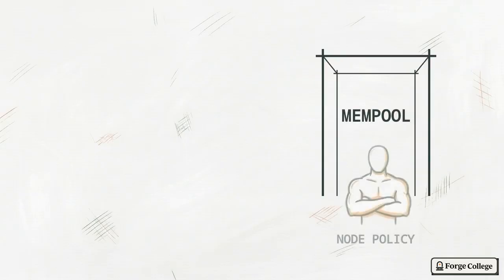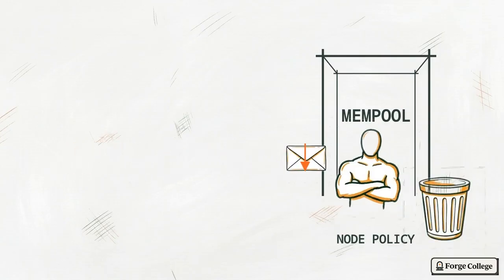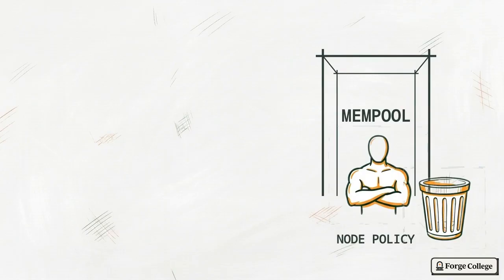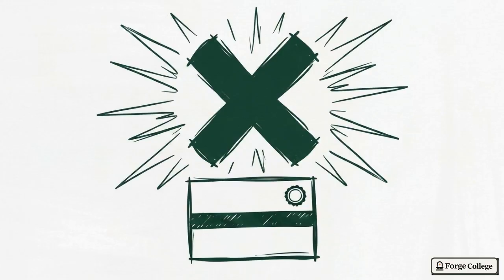Even if a node hears your transaction perfectly, it might refuse to repeat it. Nodes have policies, acting like a strict bouncer. As you see here, if a transaction has a fee that's too low, the bouncer just diverts it straight into the trash. To save on memory, a node might decide to only listen to high-paying rumors. If your transaction doesn't meet their minimum price, that node will never store it and never pass it on.